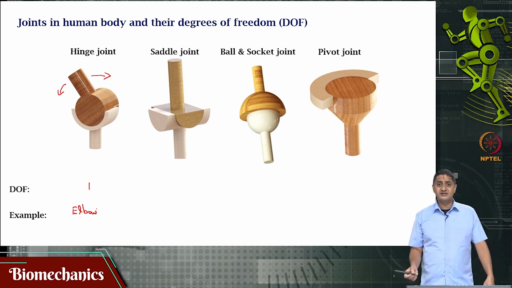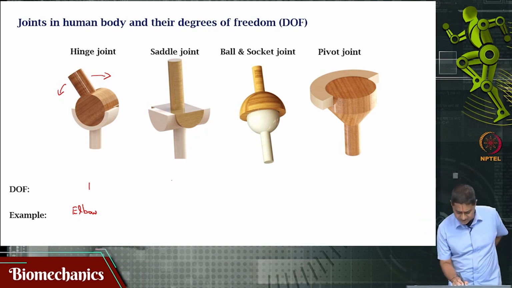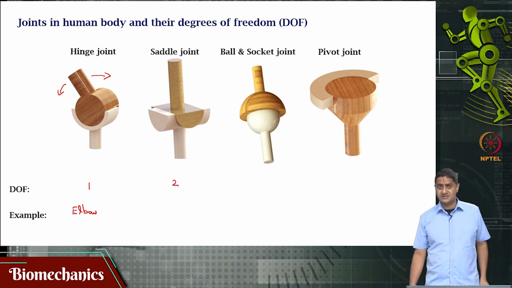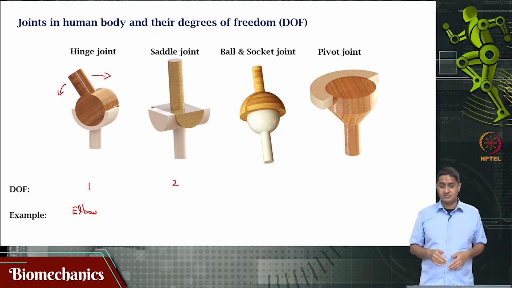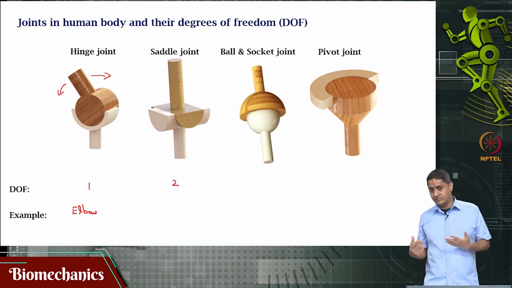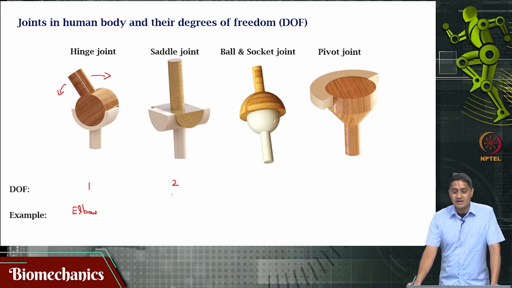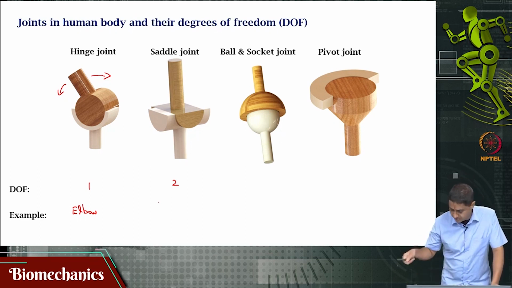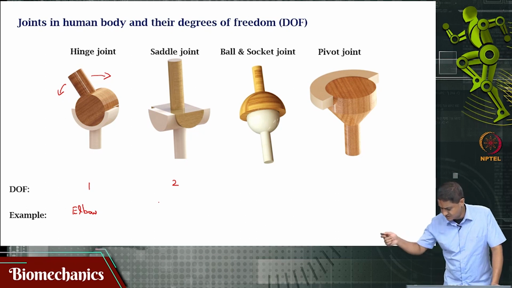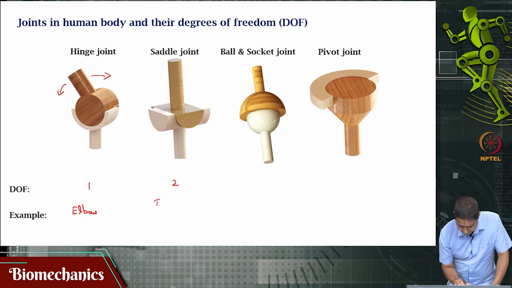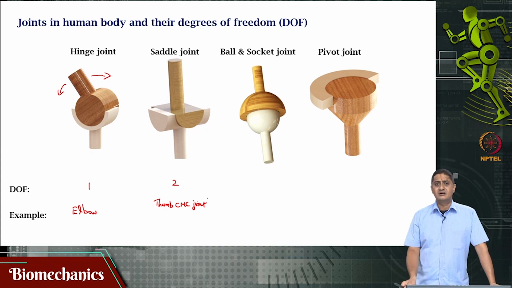So, how many degrees of freedom does this have? Obviously, there are 2 degrees of freedom, because there is the anterior posterior movement and there is the mediolateral movement. So, there are 2 degrees of freedom. The example is the thumb metacarpal joint. That happens between the trapezium bone and the first metacarpal.